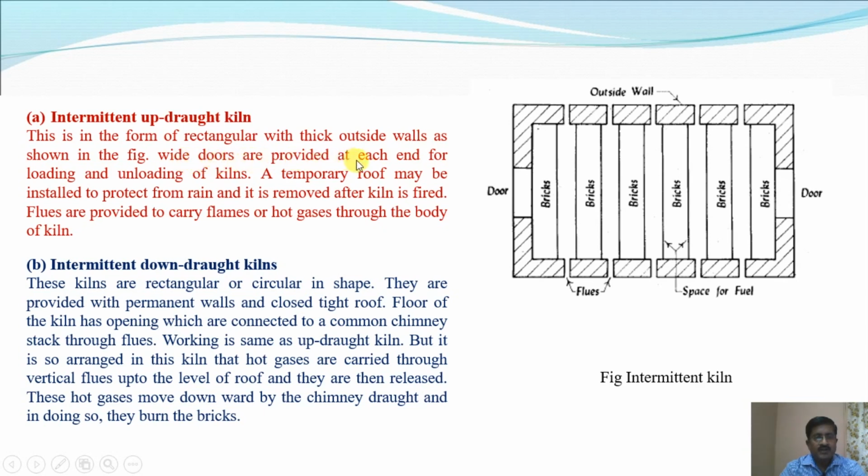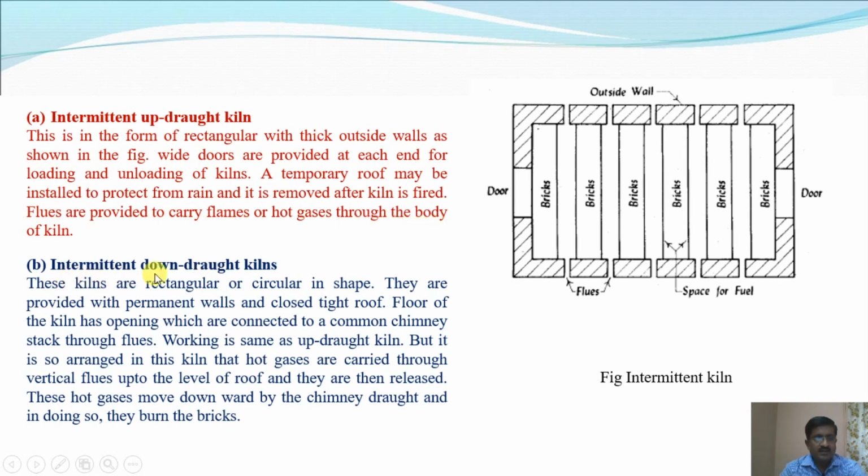Wide doors are provided at each end for the loading and unloading of the kilns. A temporary roof may be installed to protect from rain and it is removed after the kiln is fired. Flues are provided to carry flames and hot gases through the body of the kiln.